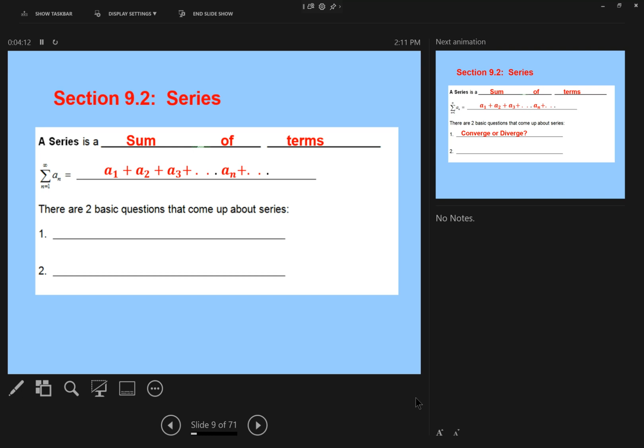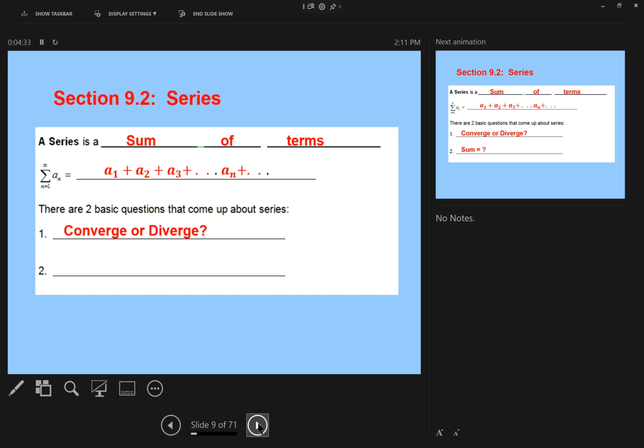First question is, just like we did with a sequence, does it converge or diverge? Okay, so that's going to be one question that we answer.